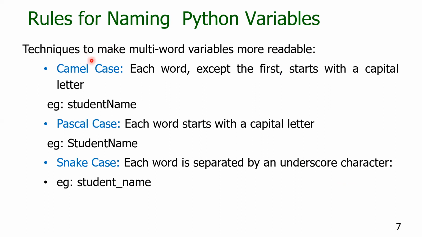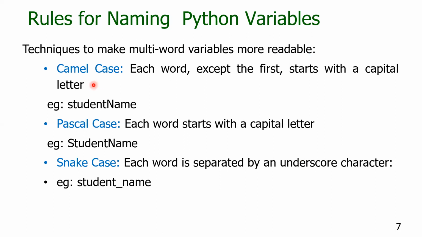Now let us see some techniques to make multi-word variables more readable. Sometimes, not just a single word, we may be interested in using multiple words for the variables. For example, if you take student name, and you write it without any distinction between these 2 words, then it will not be readable. That means the readability won't be there for the variable names. So in such a case, there are certain techniques that are used whenever we use multi-word variables.